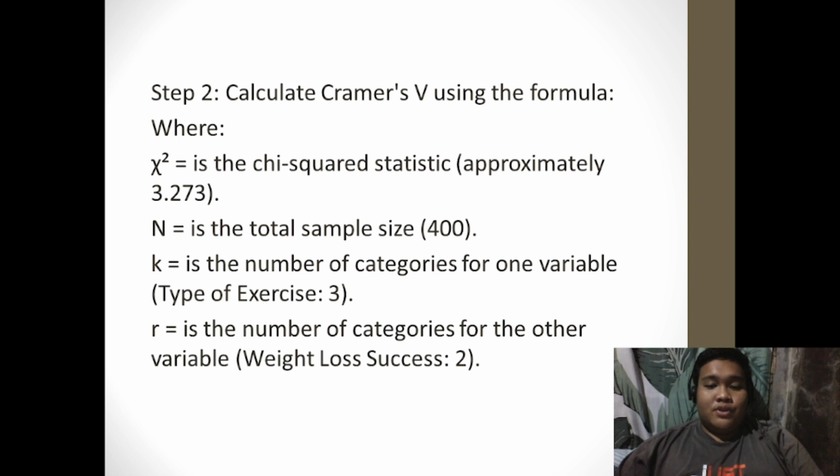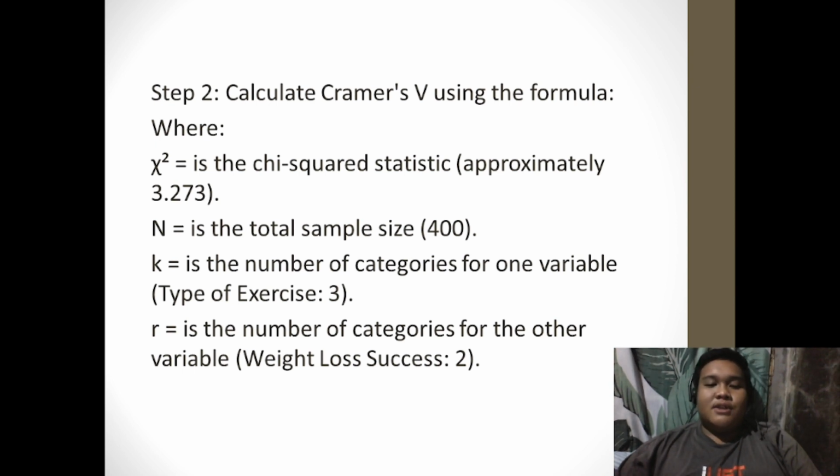So you know the formula, right? You can see the formula in the previous slide. So χ² is the chi-squared statistic. So this is our chi-squared statistic, 3.273. So why did we come up with 3.273? Repeat this calculation for all cells and sum up the χ². So the result is 3.273. So n is equal to the total sample size, which is 400.